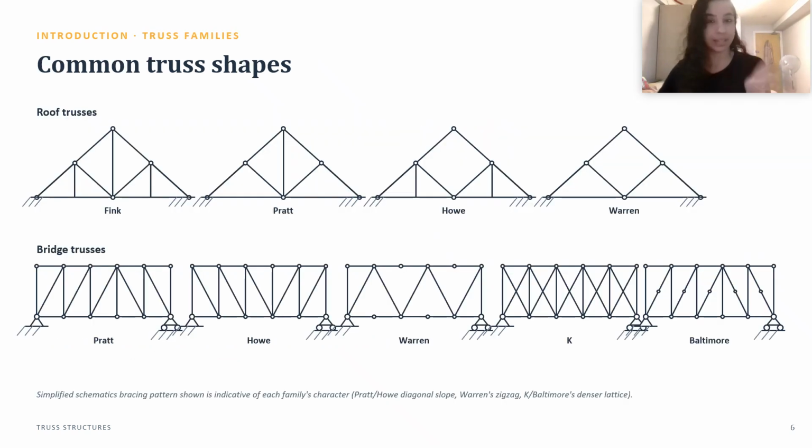Right. Finally, some pictures. I know you guys were waiting for some pictures. There are different types of trusses, so they are used for different things. The top ones are roof trusses.